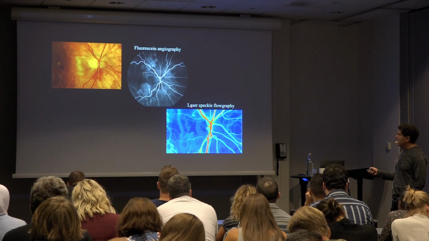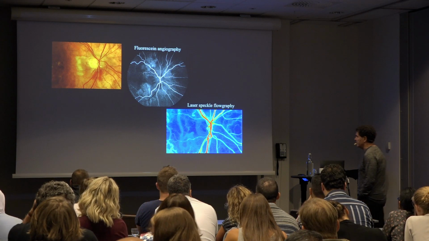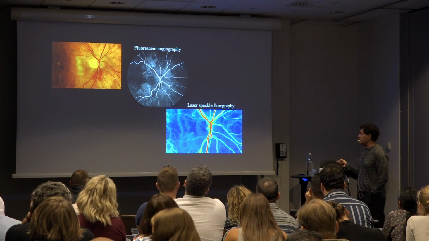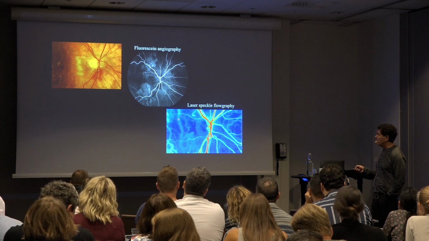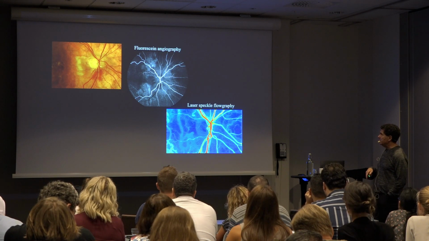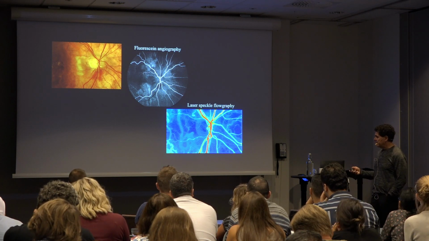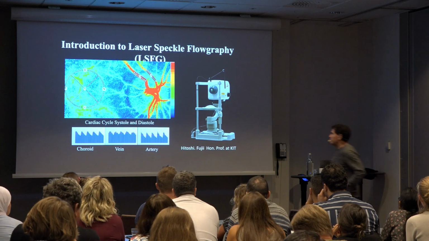And we're using a technique called laser speckle flowography. You're going to start hearing more about it in the coming years. It's a way of measuring blood flow to the optic nerve, choroid, and retina in real time with near-infrared light. So it's no flashes, 4 seconds during the heartbeat.